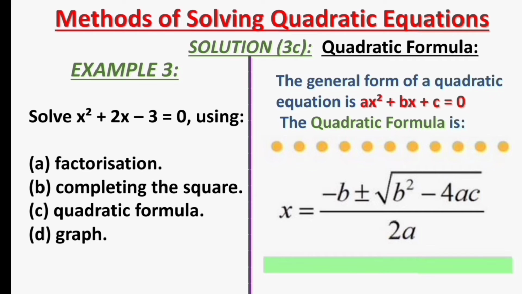In the formula, a is the coefficient of x squared, b is the coefficient of x, while c is the constant term. Now what we are going to do next is to identify the numbers which are a, b and c in the question and substitute into our quadratic formula. Let's see how it works.